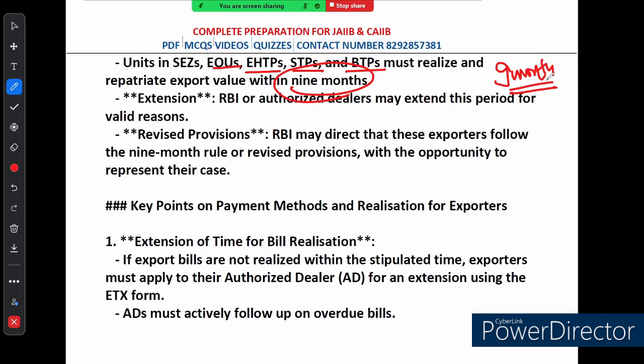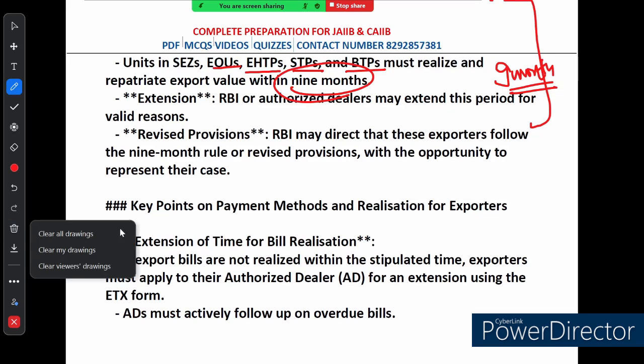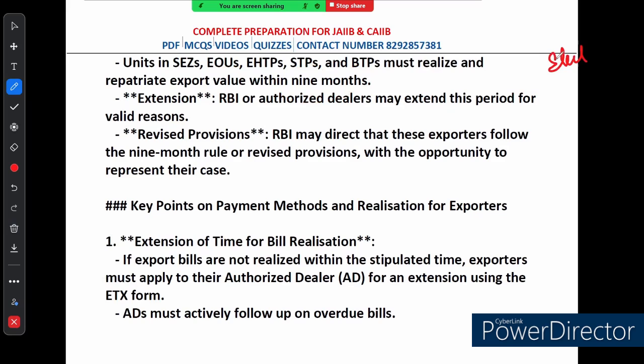Now let me give an example. Let's say you are exporting electronic parts from EHTP. You know what is EHTP? We have just discussed that this EHTP is electronic hardware technology park. Okay, and your payment is delayed due to a global shipping issue. You can apply to your bank or the RBI for an extension explaining the situation.